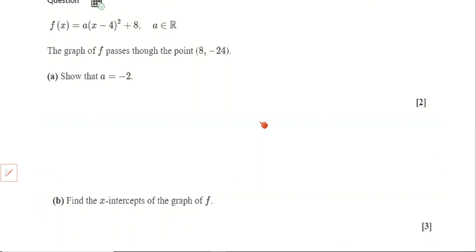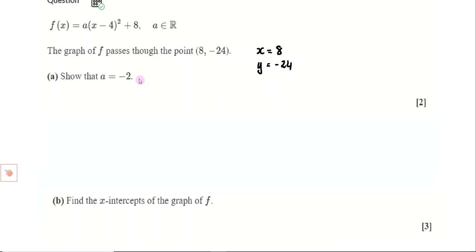So repetition, repetition, lots of same stuff every time. So you're going to stop saying, I've no idea how to solve these things. Right? Graph passes through the point, show that a is negative 2. Again, you're not allowed to use the negative 2. How would you do it? Put in the x value. What would the x value be? 8. I need the y value as well. What's the y value?